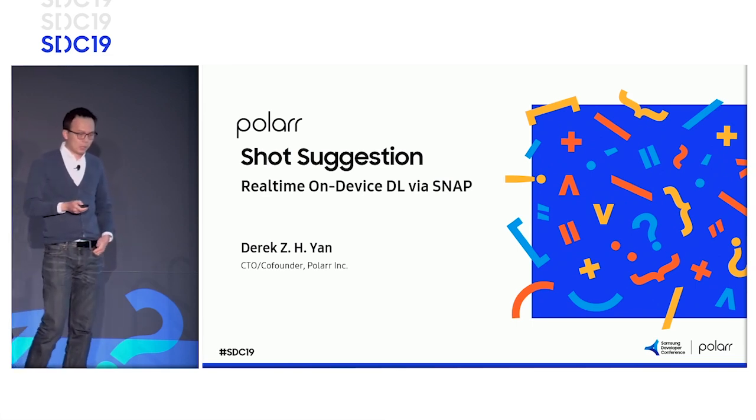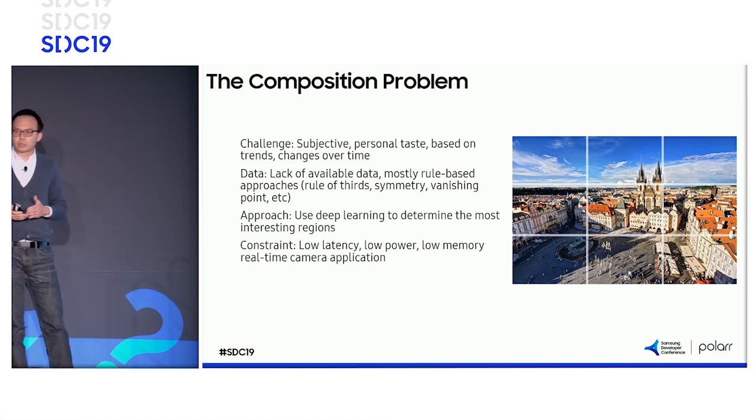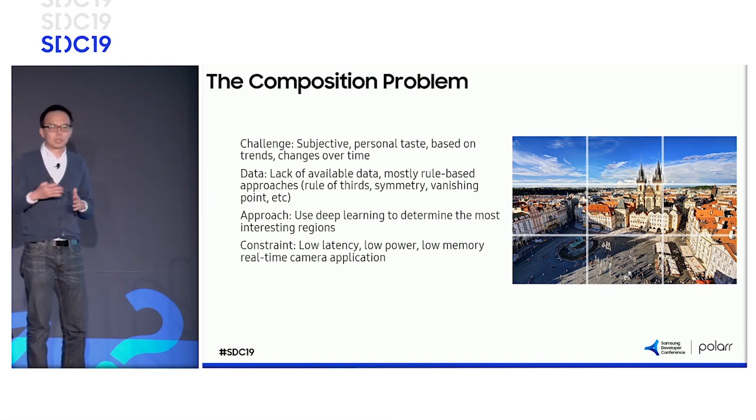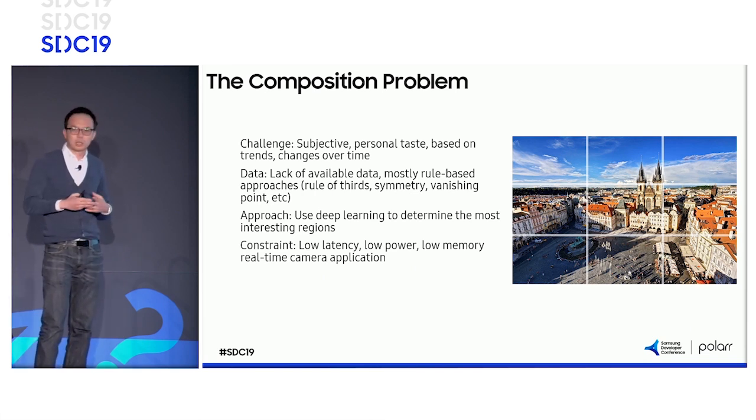So in terms of shot suggestion, when we first thought about this problem, it was actually a very complex issue that we're trying to solve, which is a composition problem. Typically, when we're playing with cameras today, you can tell whether a photographer is a good photographer or not based on 2 things. Number one is selection of lighting. The other one is composition.